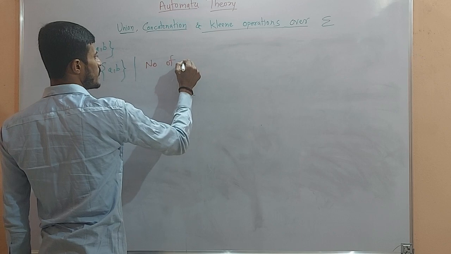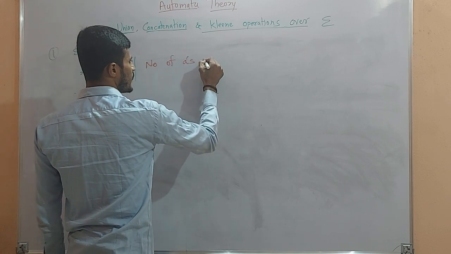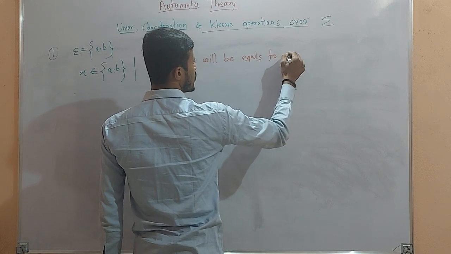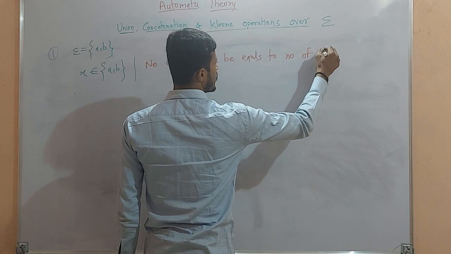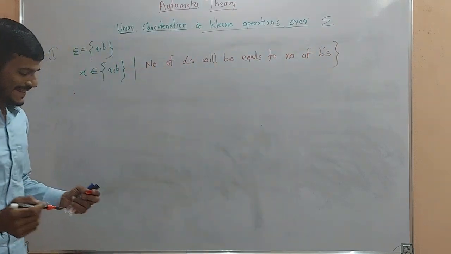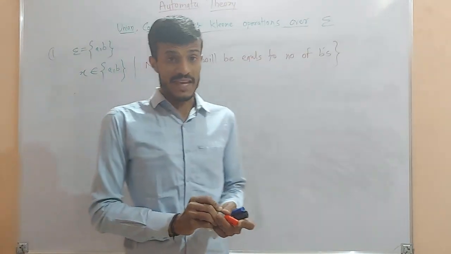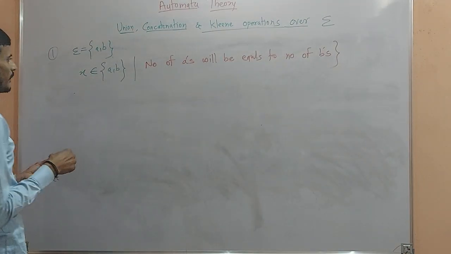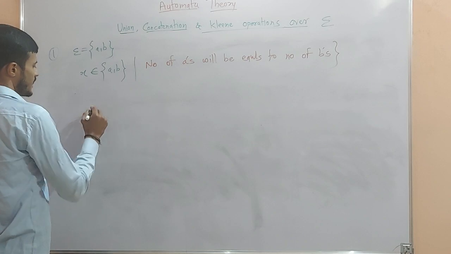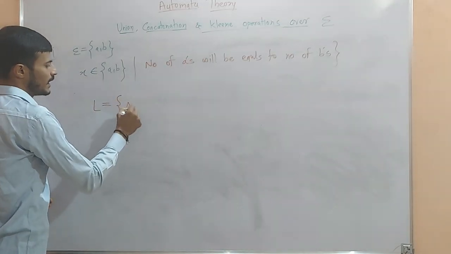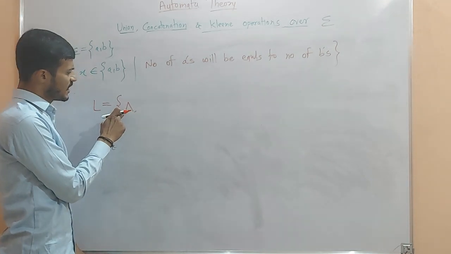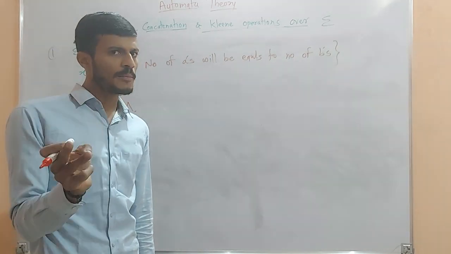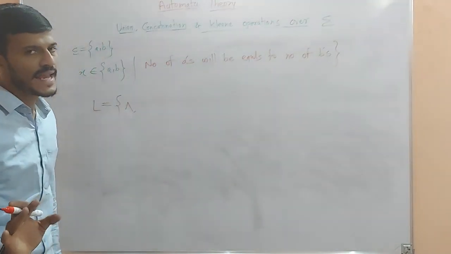Number of A's will be equal to number of B's. Means in the given string, number of A's will be exactly equal to number of B's. So in that case, what will be the possible strings? So you can write here L will be equal to null, because in this case, null does not have any alphabet, either A or B, means they have an equal number of A's and B's.